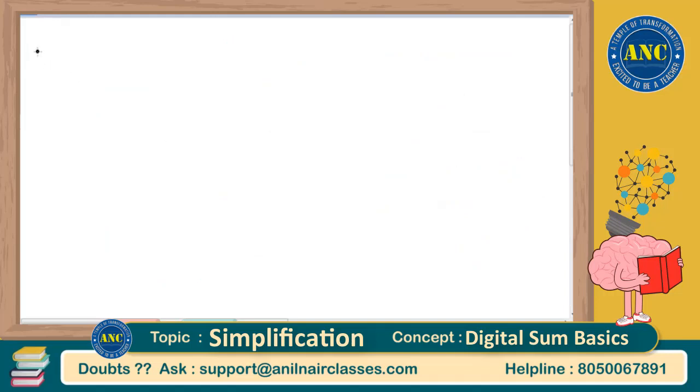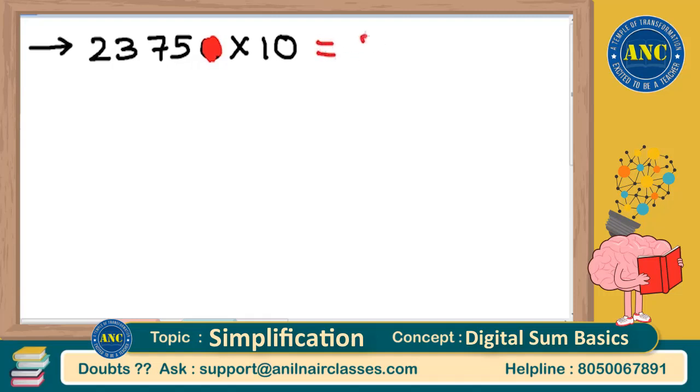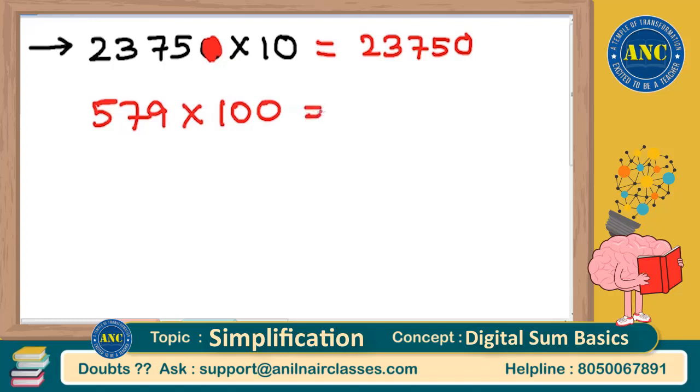Now, a few important key points before we start the problems. Suppose for example 2375 into 10. Now this you can directly easily write as 23750, put one extra 0. Suppose it is 579 into 100, directly you can write it as 579 followed by 2 zeros.